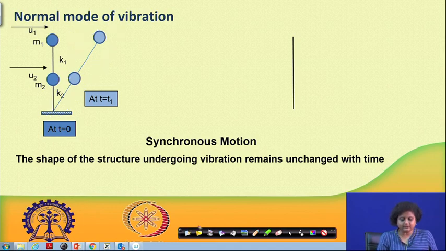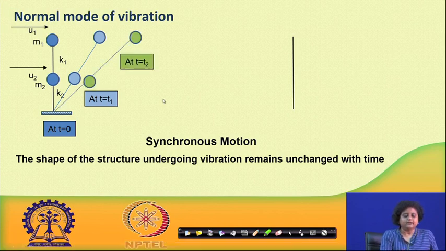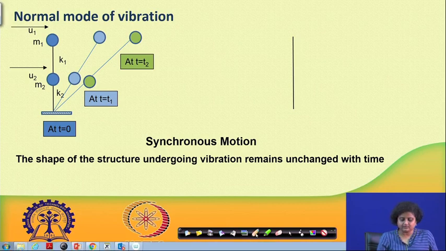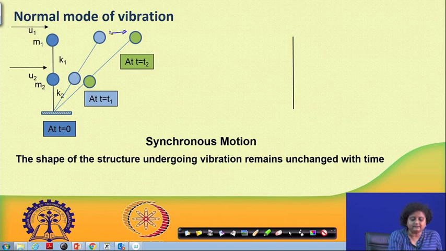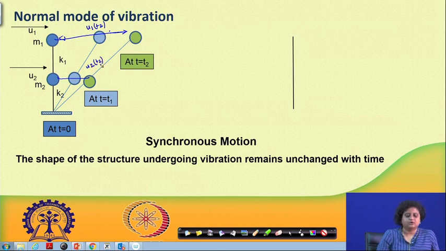Now, let us see what happens at the next time instant. At the next time instant, it will again move into another new displaced position, which is shown by this green color, and this entire thing we can call u1(t2) and u2(t2), right.